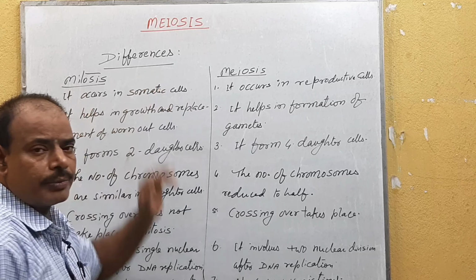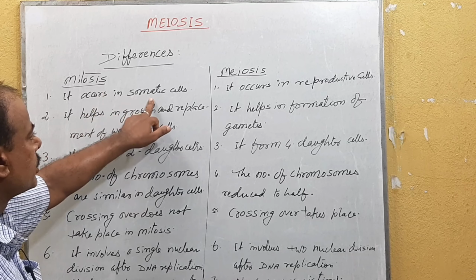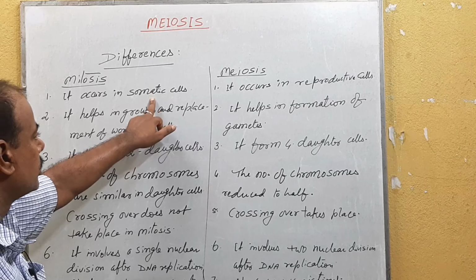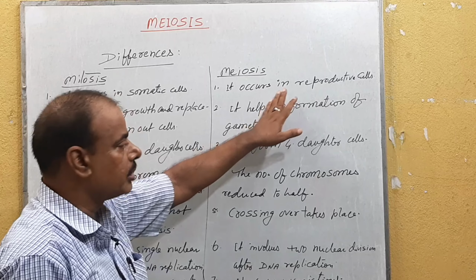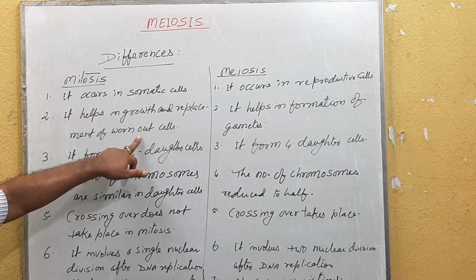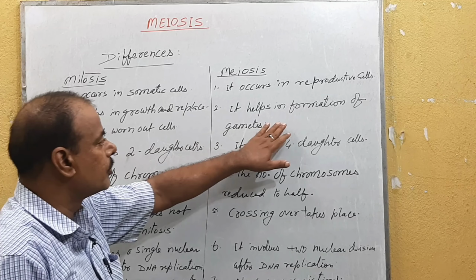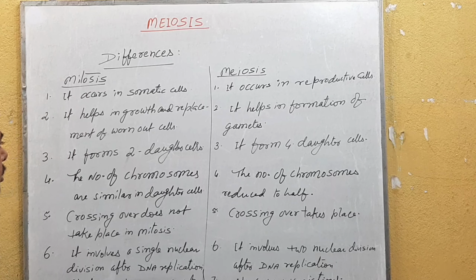In this way, there are a number of differences between mitosis and meiosis. Number 1, mitosis occurs in somatic cells, which are also known as body cells, whereas meiosis occurs in reproductive cells only. Number 2, mitosis helps in growth and replacement of worn out cells, whereas meiosis helps in formation of gametes, which are also known as reproductive cells.